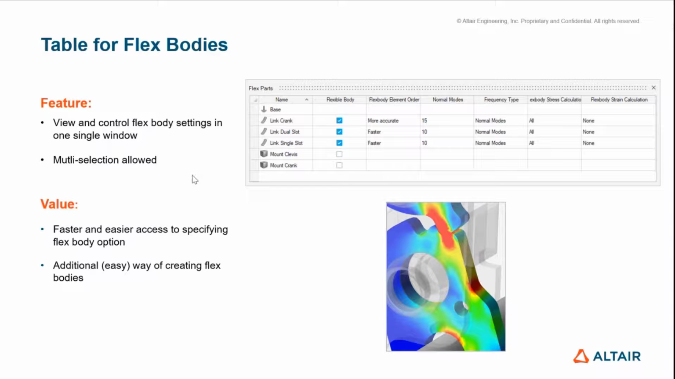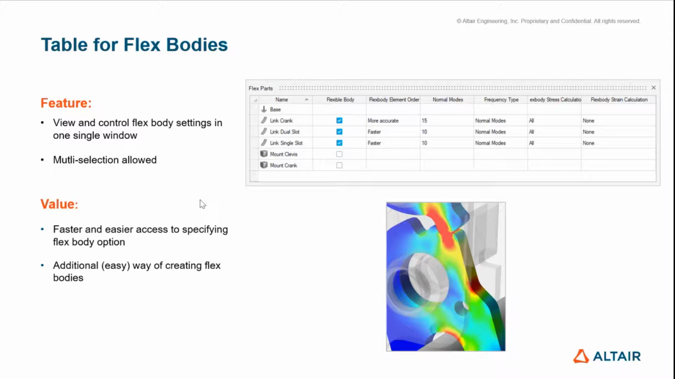We've also implemented a table for flexible bodies. In the previous release, we only had access to change the different parameters through the flex body. A couple of the parameters were accessible through the micro dialog. Other parameters were through the property editor. We've now combined them, so we're now consistent.